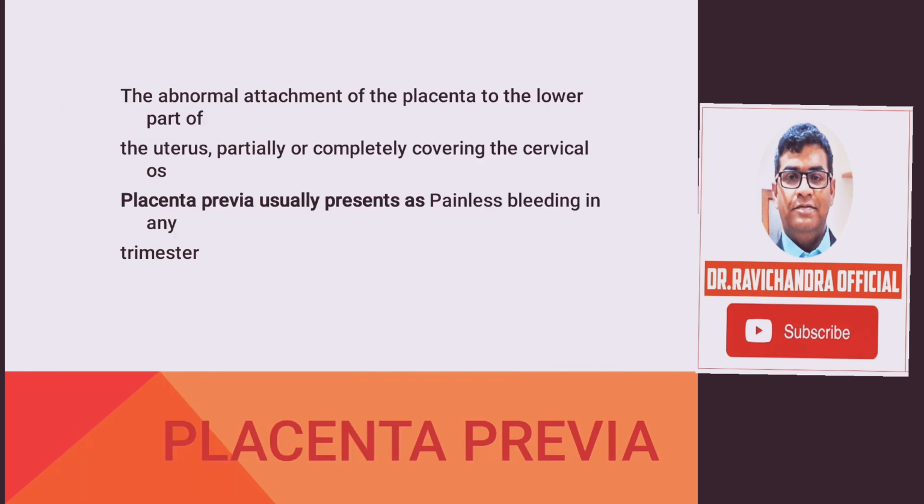Now coming to the other condition, placenta previa. The abnormal attachment of the placenta to the lower part of the uterus, partially or completely covering the cervical os, is called placenta previa, and it usually presents as painless bleeding in any trimester.